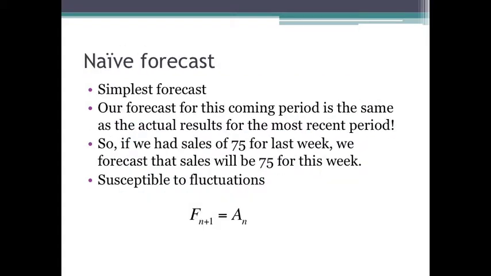Now, if you look in the book, there's a couple of different forms of naive forecasting. I go with the absolute simplest method available, and that is that with naive forecasting, history literally repeats itself. In other words, the forecast for this coming period is the same as the actual results for the most recent period to have finished. So if we had sales of, say, 75 for the previous week, that means our forecast for this week will be 75. So the forecast for this coming period is simply the actuals that we have just experienced. In other words, the actual result we have just gotten.